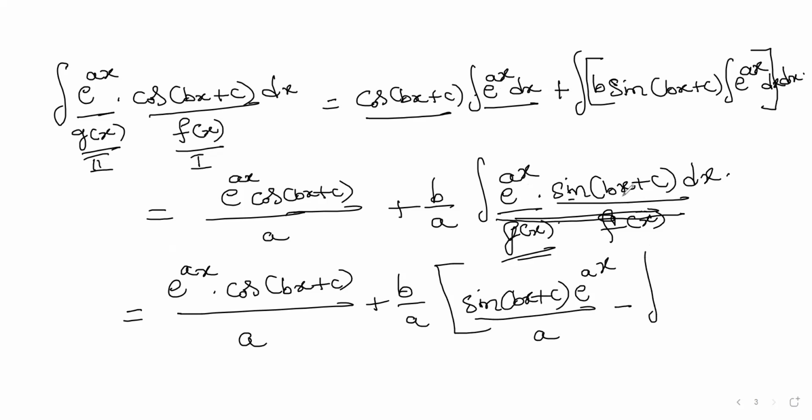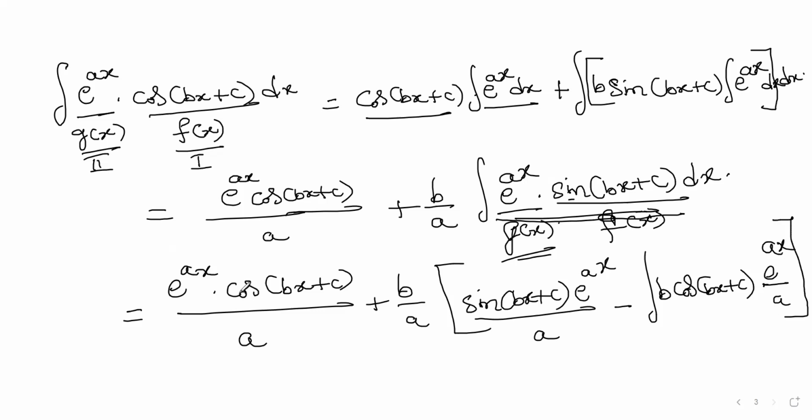what is the derivative of sine of bx plus c? That is b times cos of bx plus c, right? b times cos of bx plus c multiplied by the integral of e power ax. That is, the integral of e power ax is e power ax divided by a once again. This is what I have.